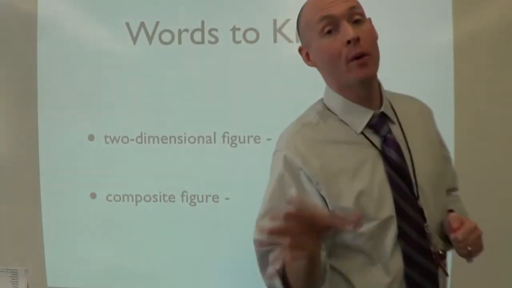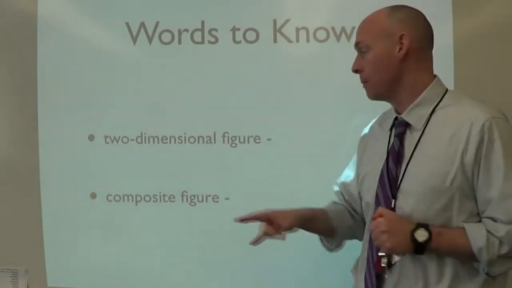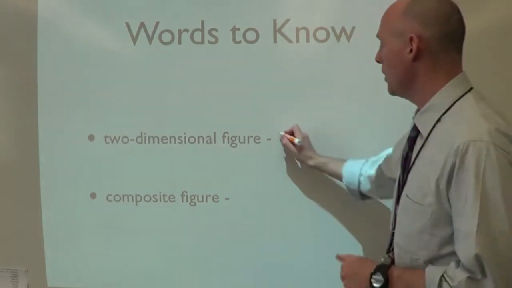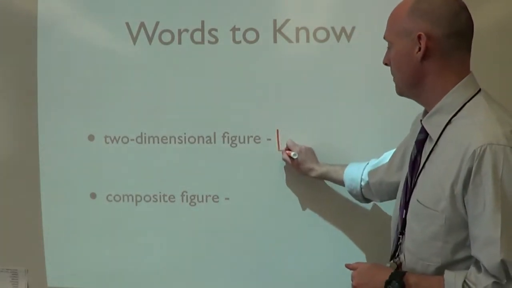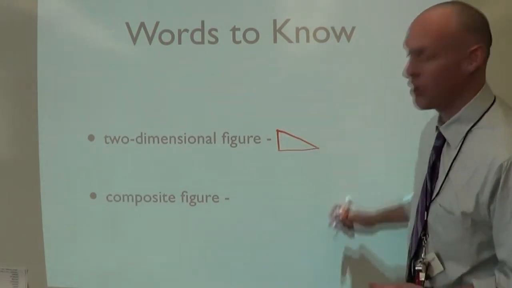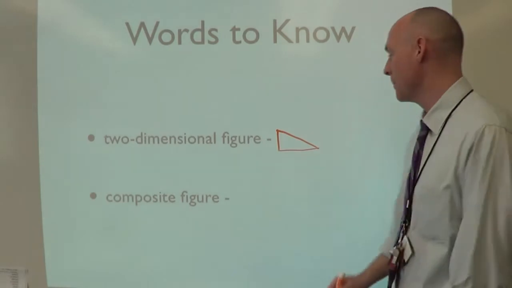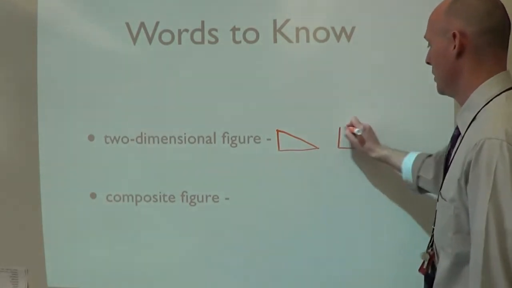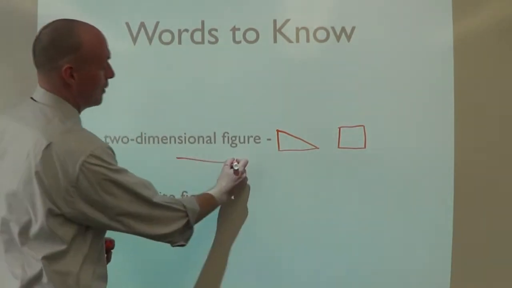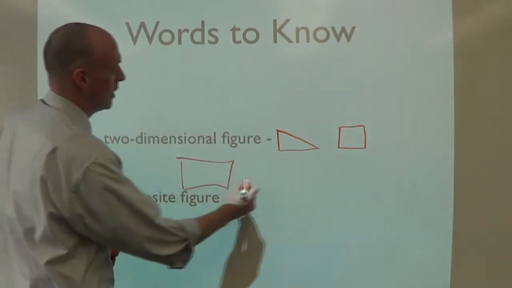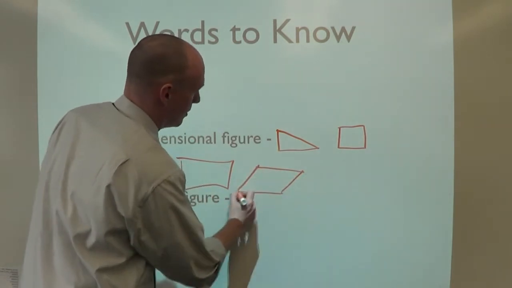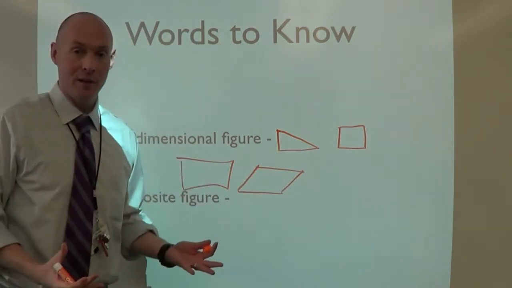Just two quick vocabulary words that we need to get down. First, what is a two-dimensional figure? Well, a two-dimensional figure has height and length. For example, this triangle here is a two-dimensional figure. Squares are also two-dimensional figures, and I could go on and on with rectangles and parallelograms. Those are all two-dimensional figures.